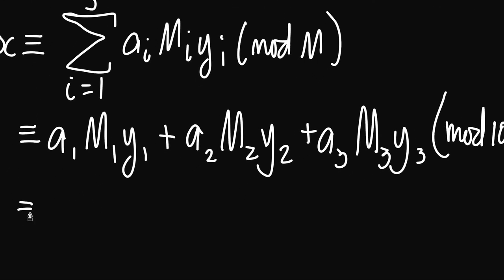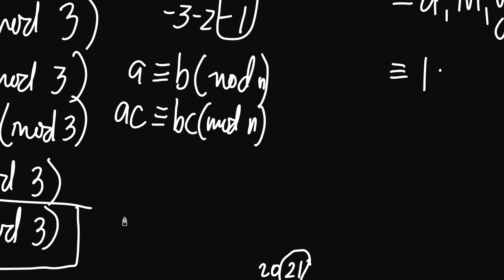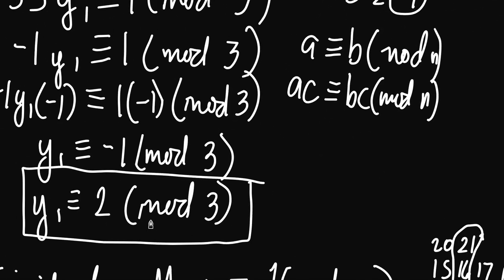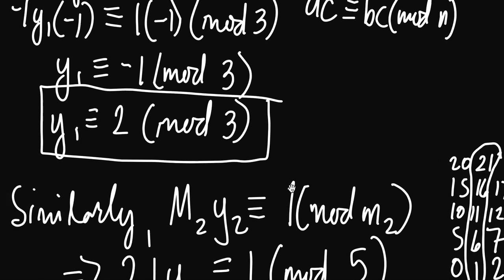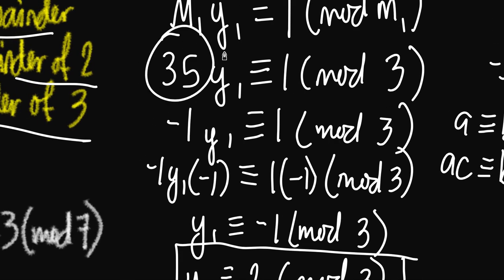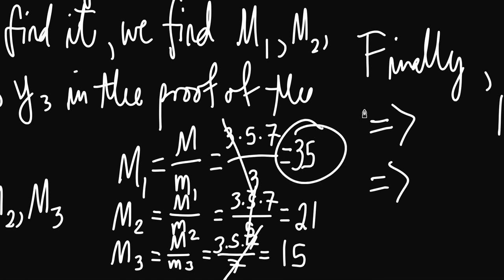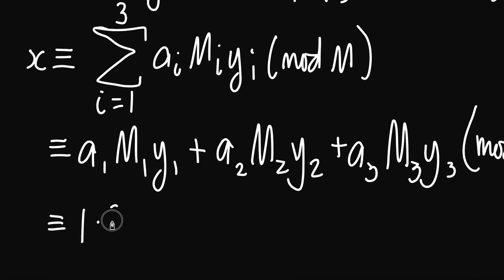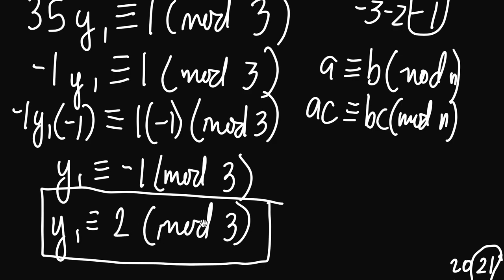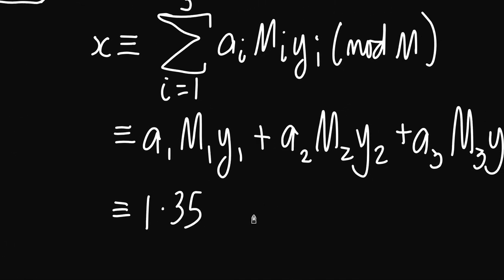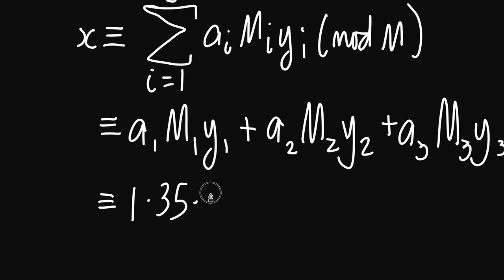So this is congruent to a sub 1, it's the first. Our big M sub 1 is equal to, what's the number? Big M sub 1 is here, 35. You may also check that down below, 35. So we input here 35 times 35. Y sub 1, as we have solved here, is congruent to 2. And we will be putting that there. Okay, that's our Y sub 1, congruent to 2.